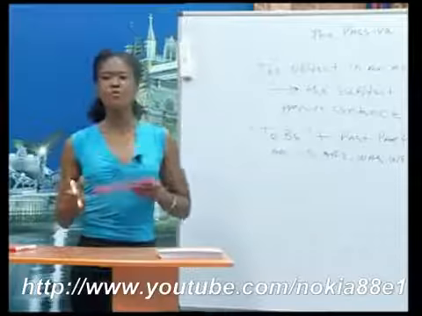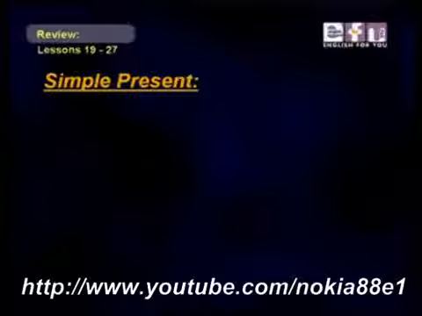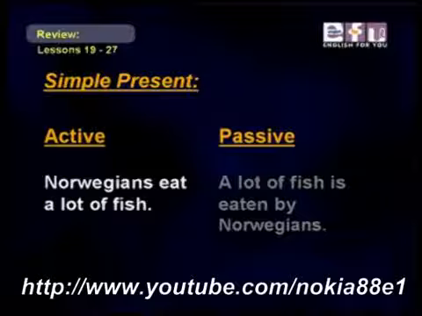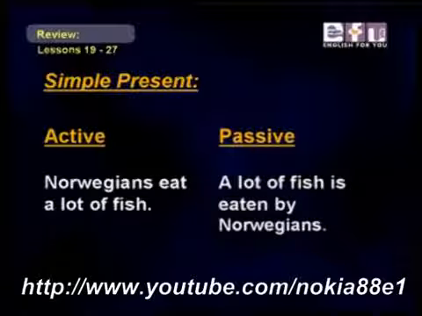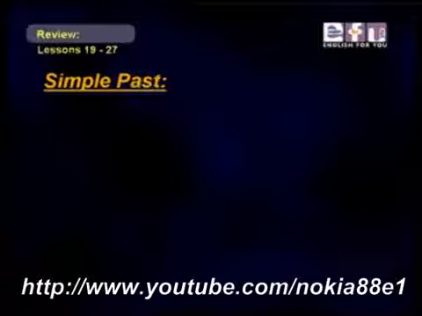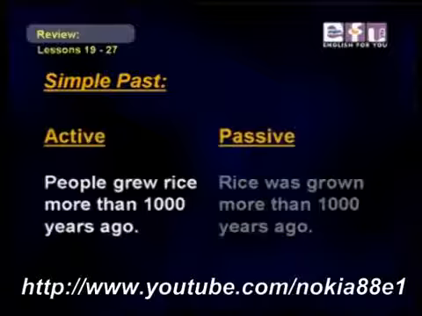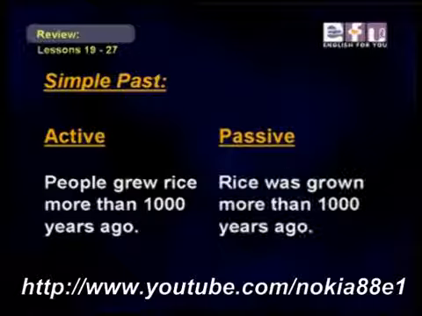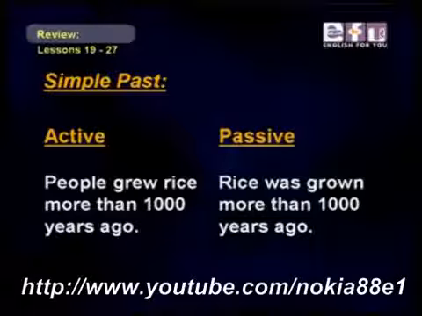Okay, please follow along on your screen. Simple present, the active sentence. For example, Norwegians eat a lot of fish. Passive sentence, a lot of fish is eaten by Norwegians. Okay, next example, simple past active. People grew rice more than 1,000 years ago. Passive sentence, rice was grown more than 1,000 years ago.